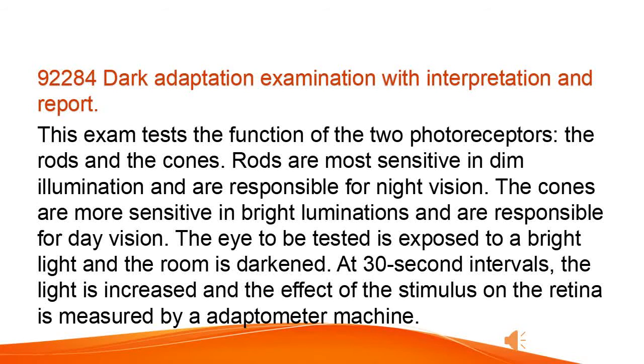Dark adaptation examination with interpretation and report. This exam tests the function of the two photoreceptors, the rods and the cones. Rods are most sensitive in dim illumination and are responsible for night vision. The cones are more sensitive in bright illumination and are responsible for day vision. The eye to be tested is exposed to a bright light and the room is darkened. At 30-second intervals, the light is increased and the effect of the stimulus on the retina is measured by an adaptometer machine.